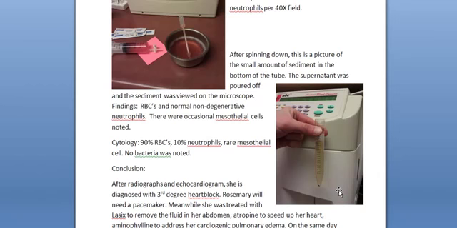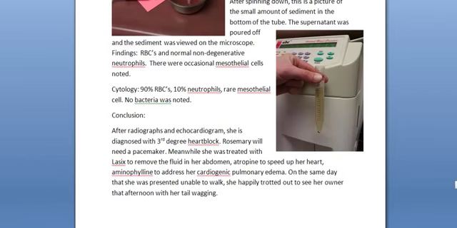There were 90% red blood cells, which we don't really care about in this case, so mostly neutrophils and a rare mesothelial cell. In conclusion, we radiographed her and she had an echocardiogram. She was diagnosed with 3rd-degree heart block. She'll probably need a pacemaker. Meanwhile, she's being treated with drugs and she's actually doing really well. I just asked about her last week, so she's doing really well.